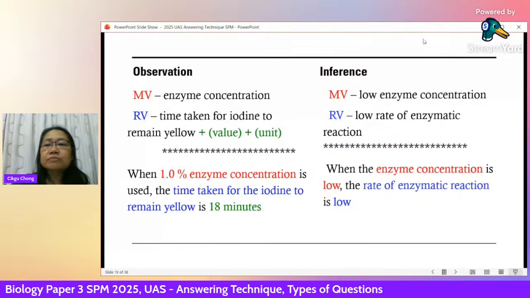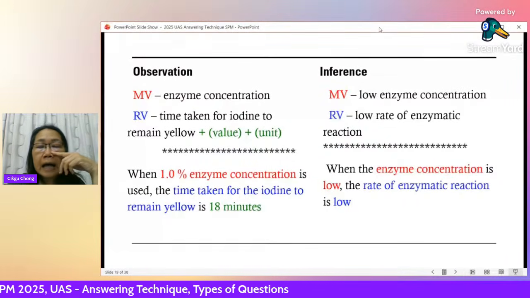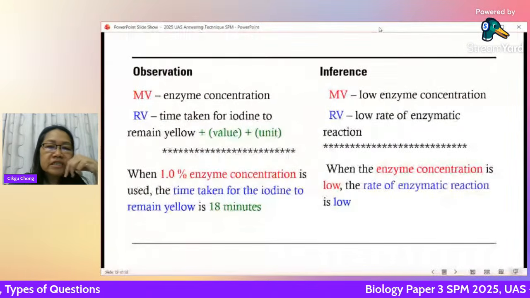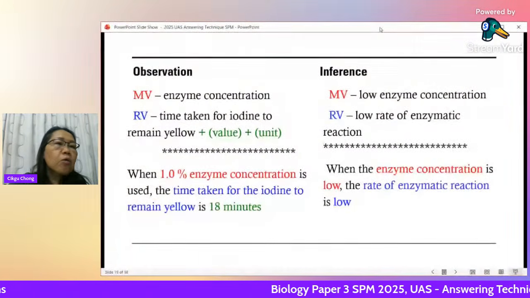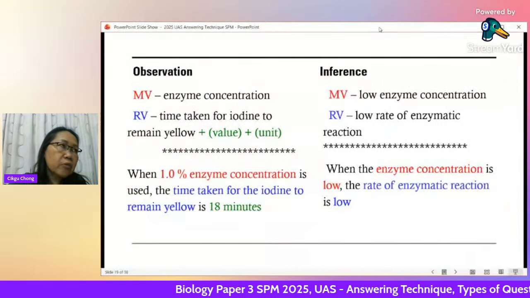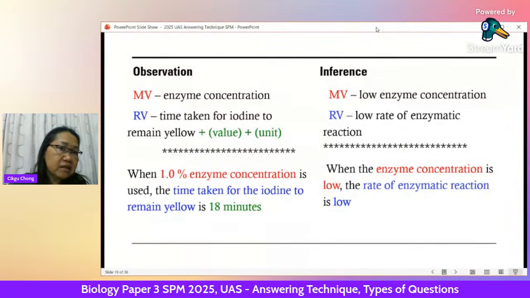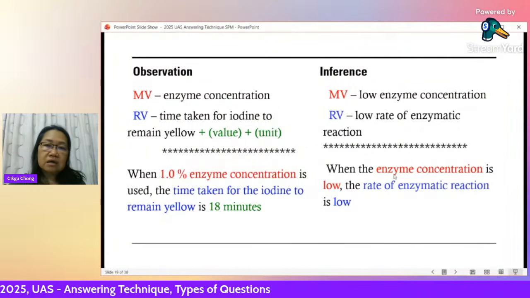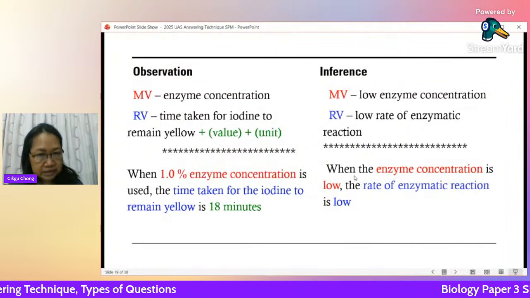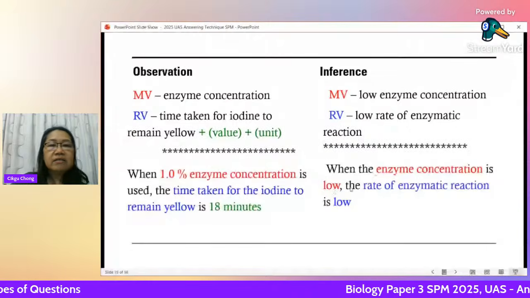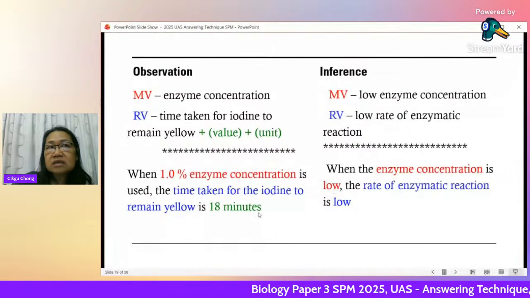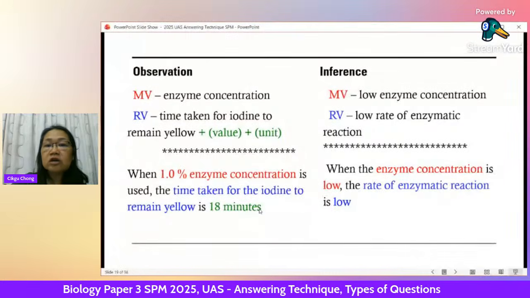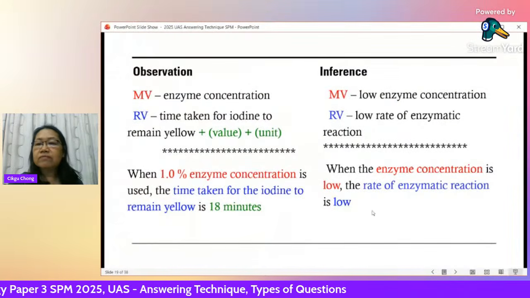Okay, so now almost like conclusion. We are not at conclusion yet. Inference here is not conclusion. Inference is to explain why when I use 1.0% concentration, why do I get 80 minutes? Because 1.0 is actually low enzyme concentration. Then the 80 minutes means it is slow. Your rate of enzyme reaction is slow. So the rate of enzymatic reaction is low.